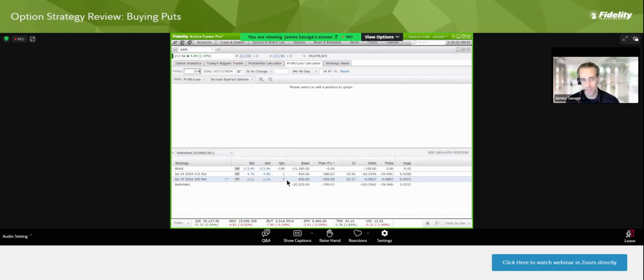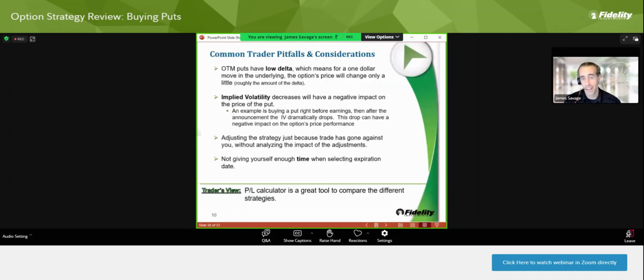So ideally, what this was meant to do was show some of the positives and negatives of the differences in strike prices, the differences in expirations, and we got to show a little bit of the differences between increasing your leverage with multiple contracts.